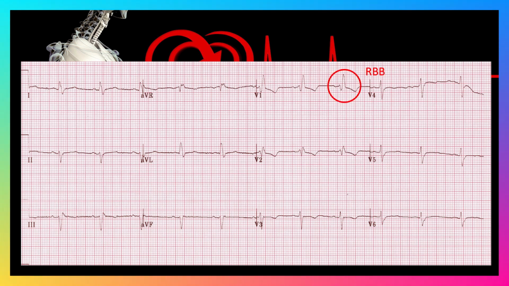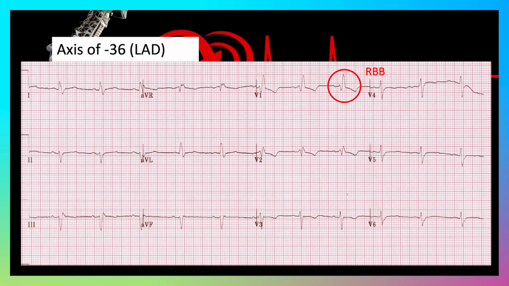So here's an example of a right bundle branch block. You can see we have a sinus beat. We have a P wave in front of every complex across this rhythm. In V1, which is where we make our determination, I can look and see that there is a right bundle branch block. Our printout tells us this patient has an axis of negative 36. So that is a left axis deviation, outside of the norm.